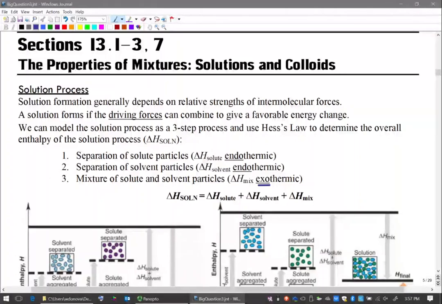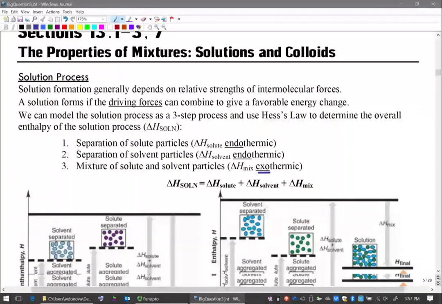So the third step's always exo, the first two are always endo, and when you add it up, the total could be either positive or negative because it depends on how big the enthalpies of the three steps themselves are, right? If the first two are really, really endothermic, and the third step is only kind of exothermic, then it's going to add up positive. But if the first two are only kind of endothermic, and the third step is really, really exothermic, then that's going to add up negative. So the grand total could be positive or negative. It depends on how big each of the three delta H's is in the steps, but we can add them up and figure it out.